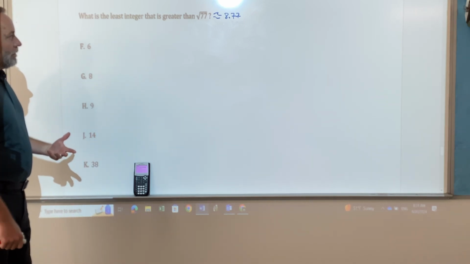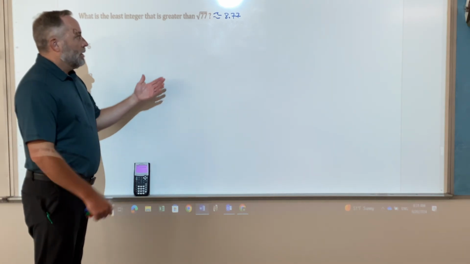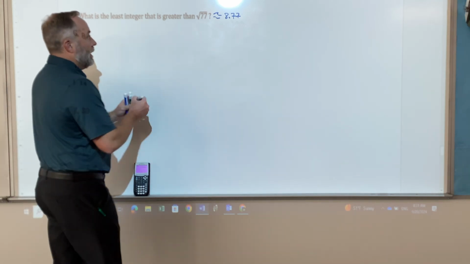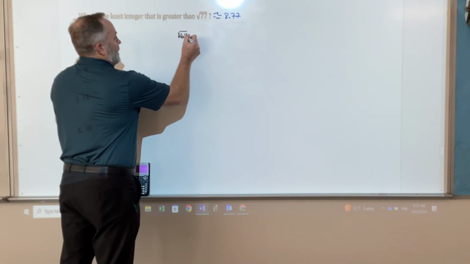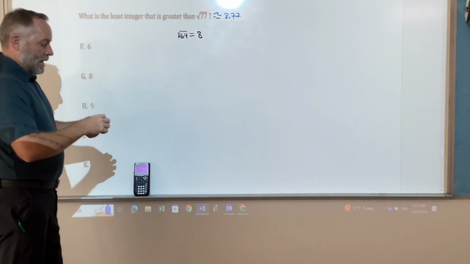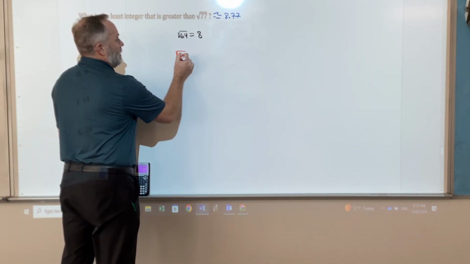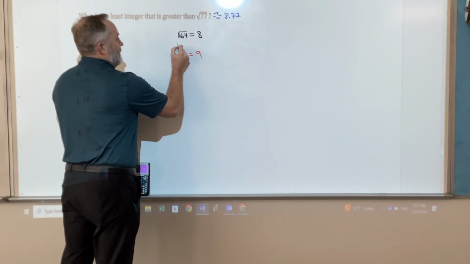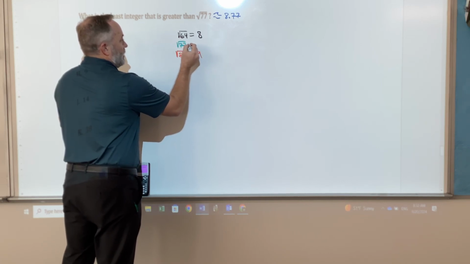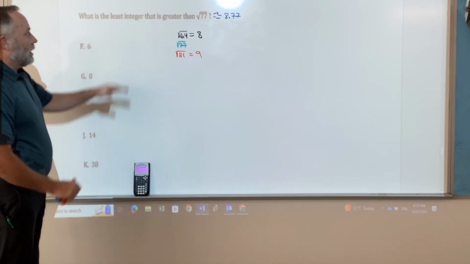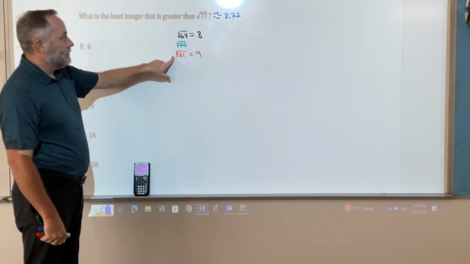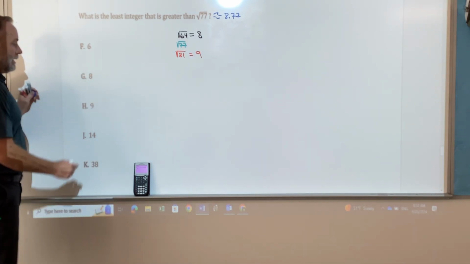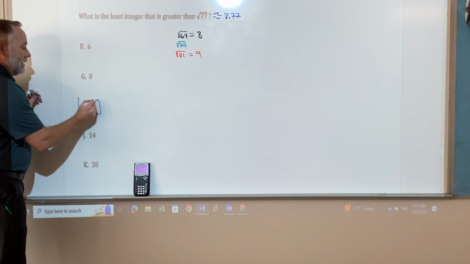The other thing you could do is, if you know your perfect squares, you could say, okay, well, I know the square root of 64 is 8, and the square root of 81 is equal to 9. And so the square root of 77 would lie between those two. And so the lowest integer that is bigger than the square root of 77 would be the 9. So either way you do that, we can see that our answer is H, the integer 9.